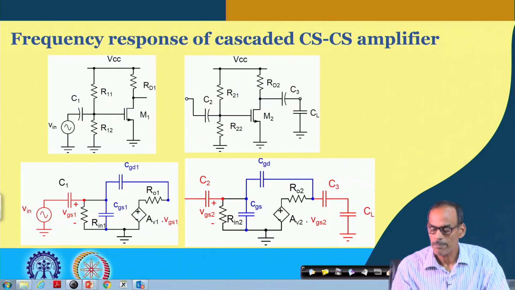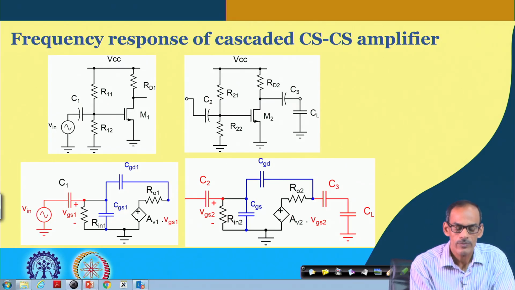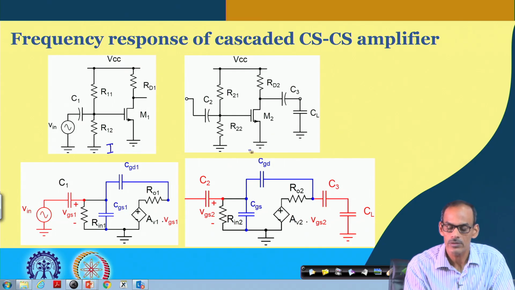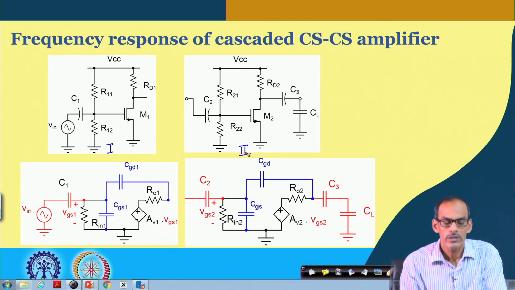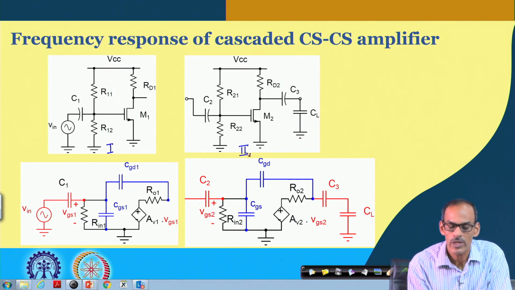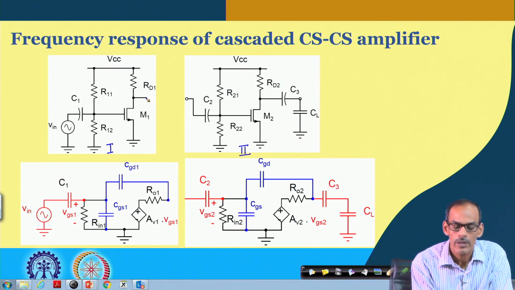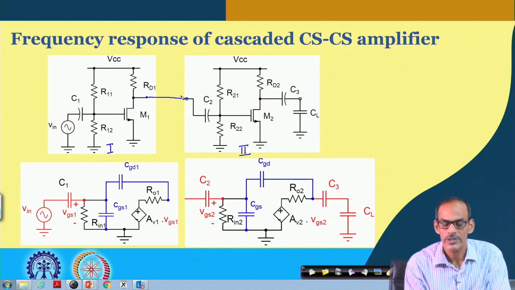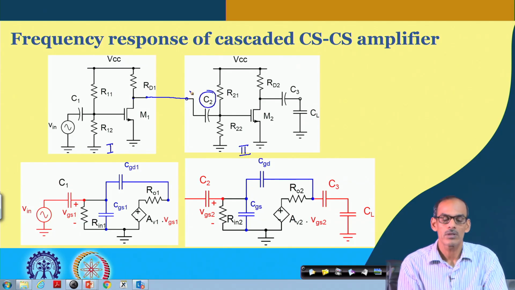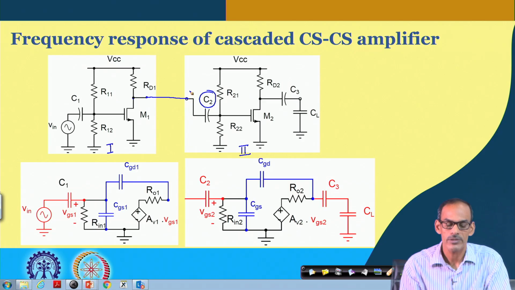Here again, we have a stage 1 common source amplifier, and then another common source amplifier. Architecturally they are very similar, and we are cascading them to get higher gain. Basically, we connect the output of the first stage to the input of the second stage through this DC blocking or DC decoupling capacitor C2.